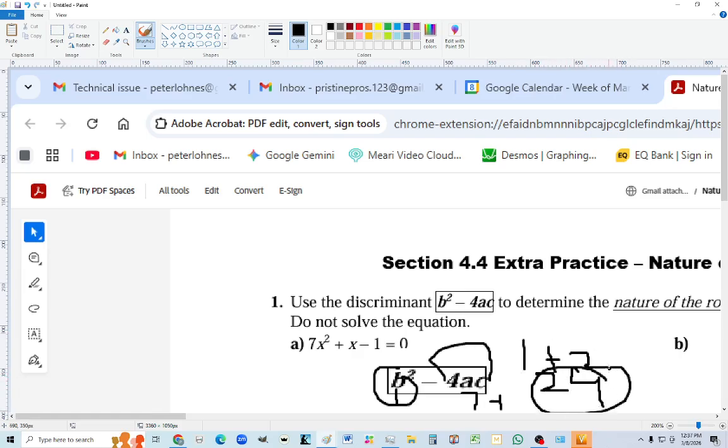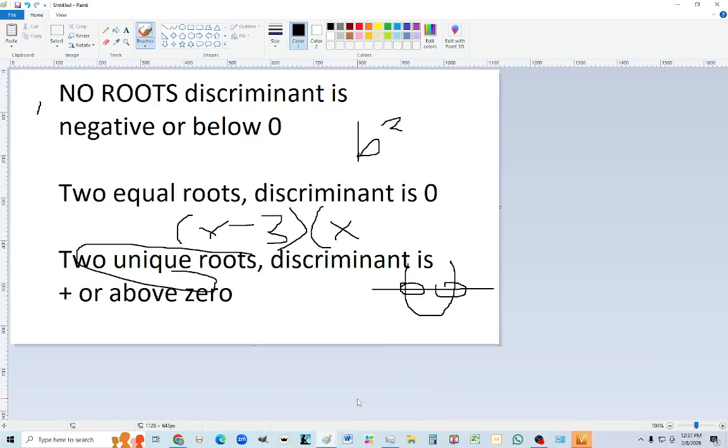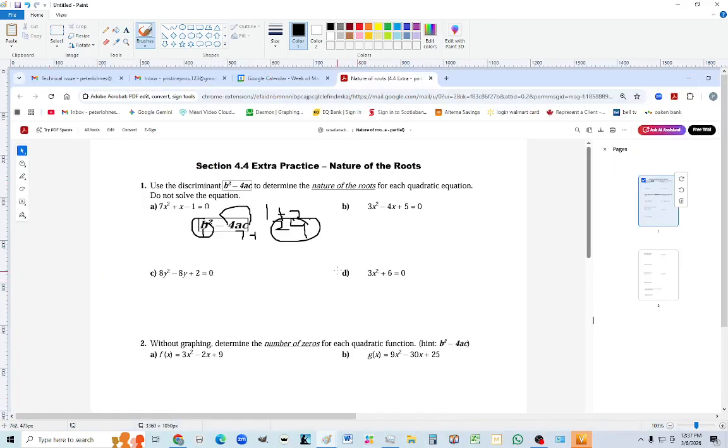This is a positive number. This tells me that I have two unique roots with different values. So it doesn't want me to solve the equation, says it right there, just the nature of the roots. So you do that over and over again.